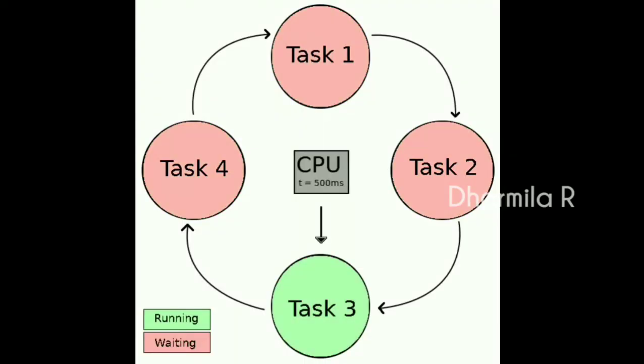Now look at the example. Here we have 4 jobs, that is 4 tasks, and the CPU time limit is 500 milliseconds. Milliseconds means it goes very fast. So that is the time given for each task to process. The processor will switch rapidly between these 4 jobs. And if a process is completed, it will go out of this chain. So this is how time sharing is done, and all the processes will be executed concurrently.